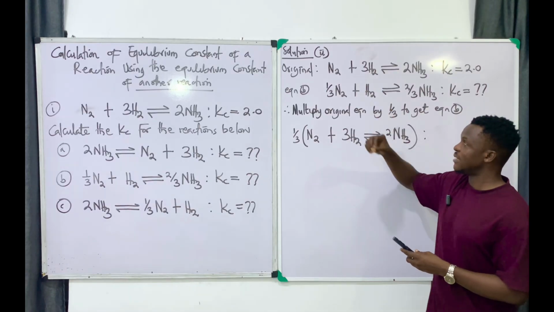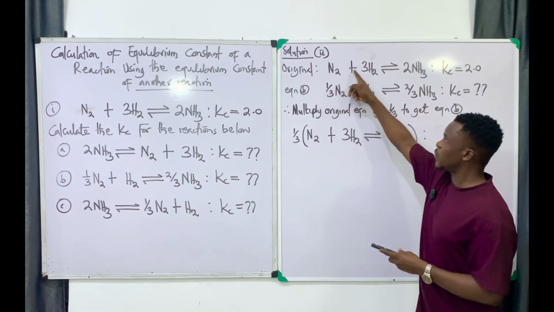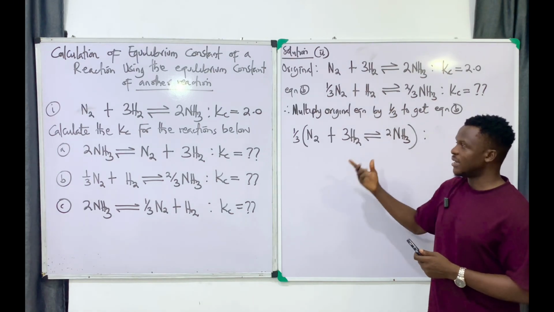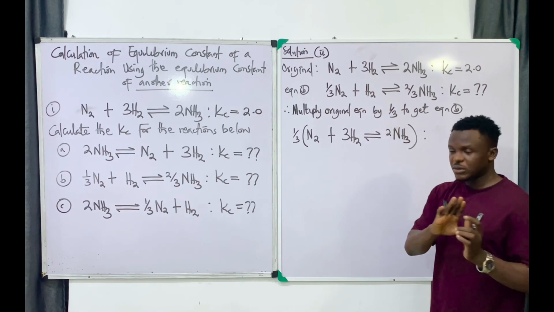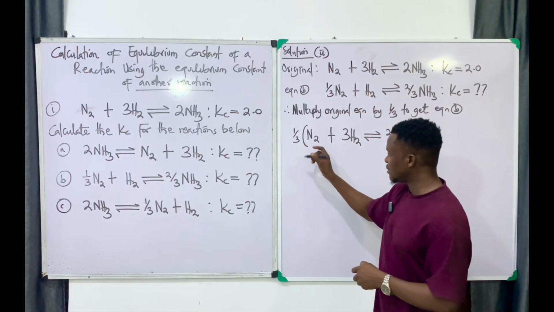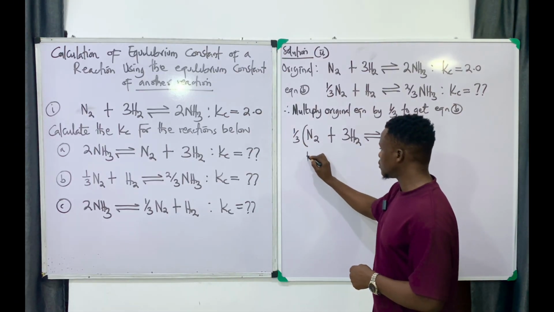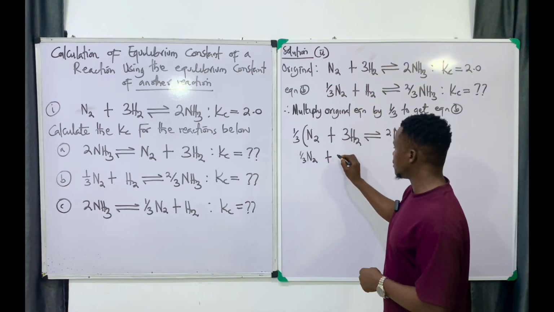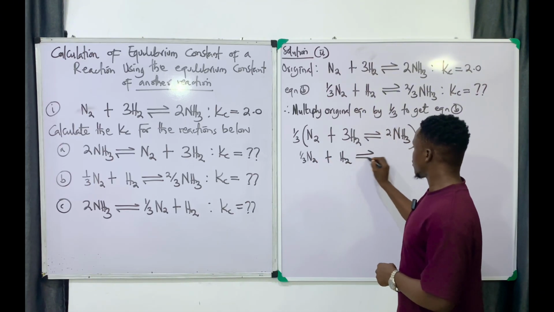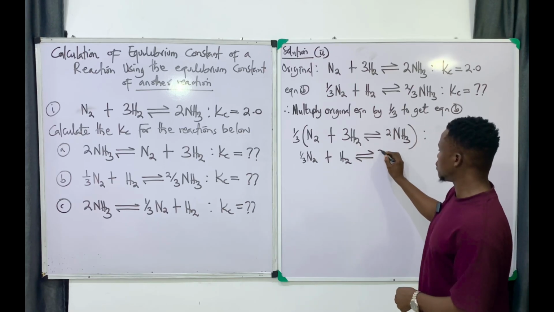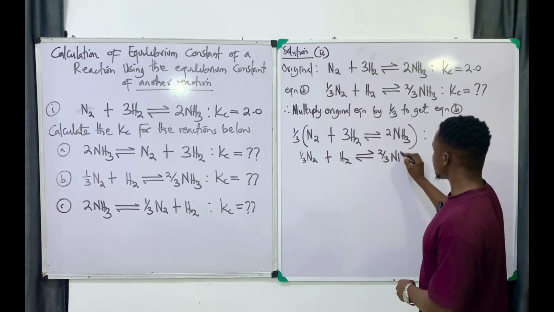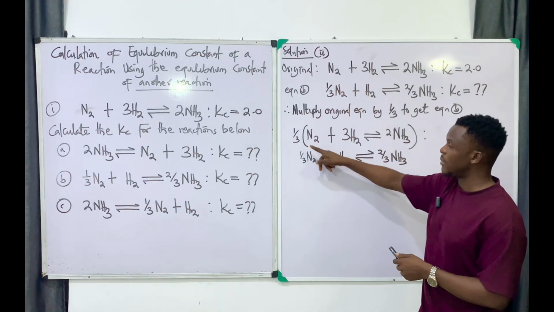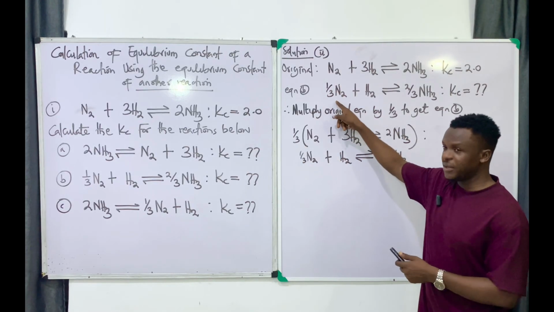Once you've identified that, you're going to multiply this original equation by 1 over 3, right? You can just go ahead, but let me just show something. If you do this, 1 over 3 times 1 becomes 1 over 3 N2 plus 1 over 3 times 3 is 1. 1 over 3 times 2 is 2 over 3. So as you can see, multiplying this original equation by 1 over 3 gives us equation B that we are asked to find.